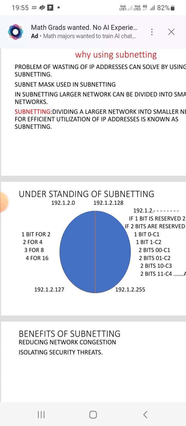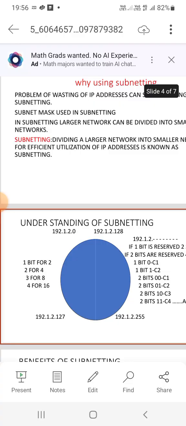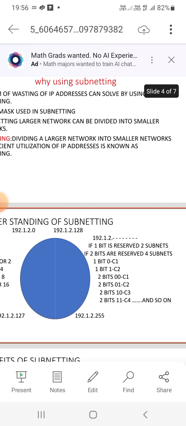If I have a large network which contains network addresses 192.1.2.0 to 192.1.2.255, this is my network. If I want to divide this network into two subnets, I need to reserve one host bit. In the last octet, 8 bits are reserved for host identification. Out of this host identification, 1 bit, 2 bits or 3 bits are reserved for subnet making.